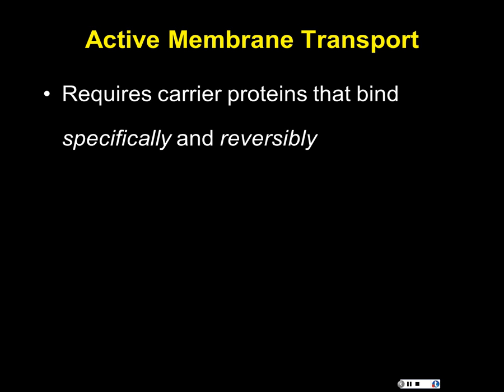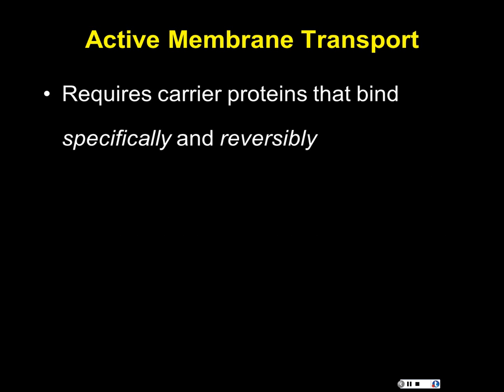So it binds it and does what? It binds the particle and then attaches it and then moves it and releases it. Okay? So it's got to be reversible. So it attaches it, moves it using energy, and then lets it go.